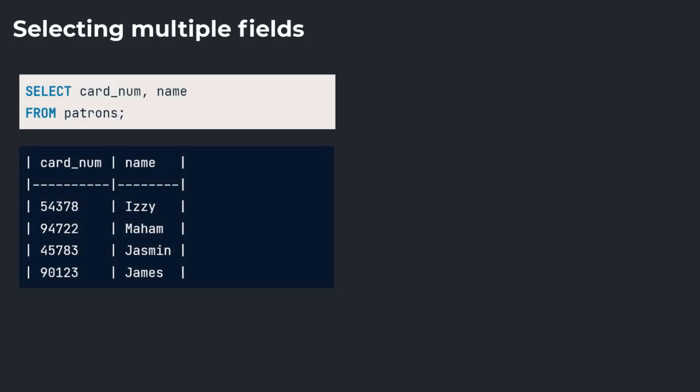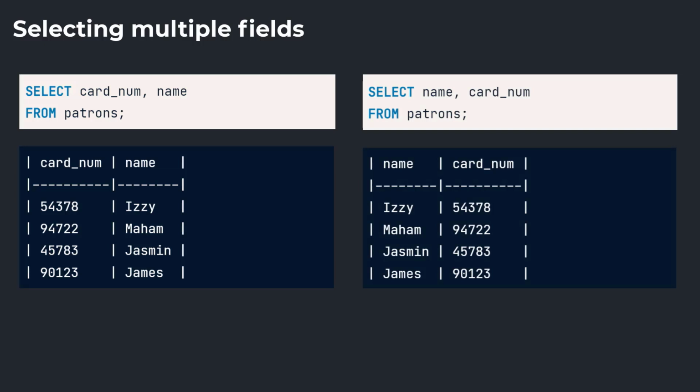To select multiple fields, we can list multiple field names after the SELECT keyword, separated by commas. For example, to select card number and name, we'd list both field names in the order we'd like them to appear in our result set. Notice that this does not have to match the order the fields are presented in the table. Listing name before card_num means that name appears first in the results.